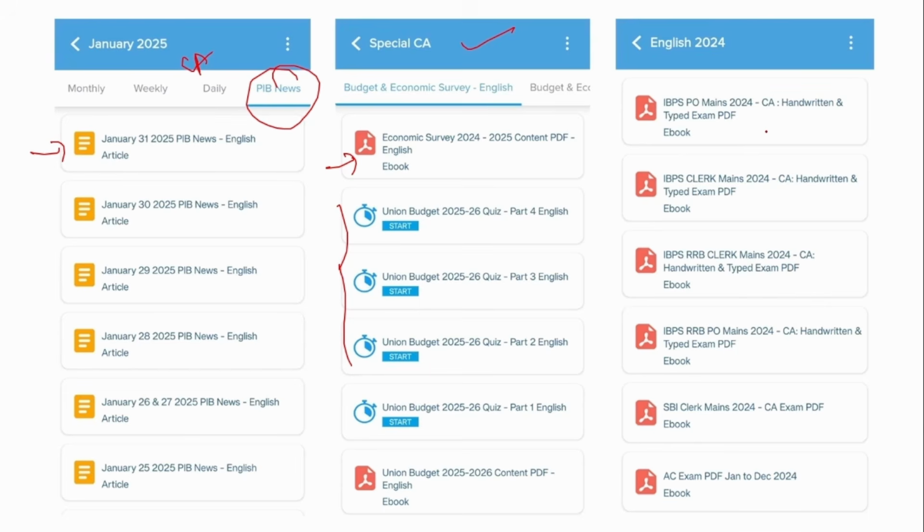And next is the exam perspective PDF. So if you see IBPS PO mains, IBPS RRB clerk, SBI clerk, so these are all exam perspective PDF. So if you go and check, these PDF will contain around 5 to 6 months of the current affairs, which has high chances of being asked in this SBI clerk mains exam. So it is very useful to go and read this PDF from an exam perspective point.